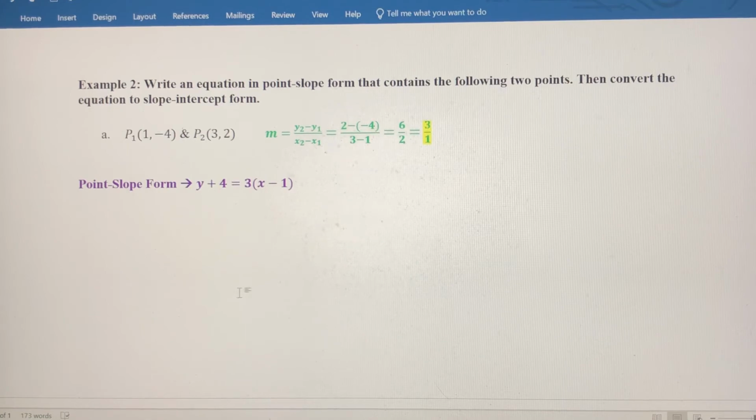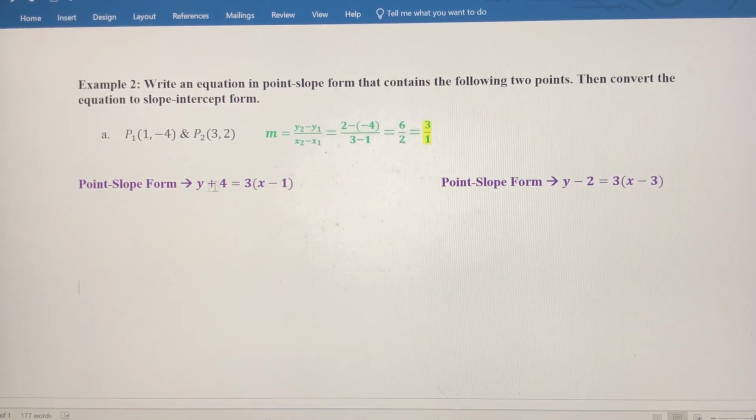Let's say the second student chose to use point 2. Well, the point-slope form for that would be y minus the y-coordinate 2 equals my slope 3 times x minus the x-coordinate 3. So these are both point-slope forms. They're both correct, even though they look totally different. But now let's show that when we convert these to slope-intercept form, they should be exactly the same. Again, there's only one slope-intercept form for each linear equation.